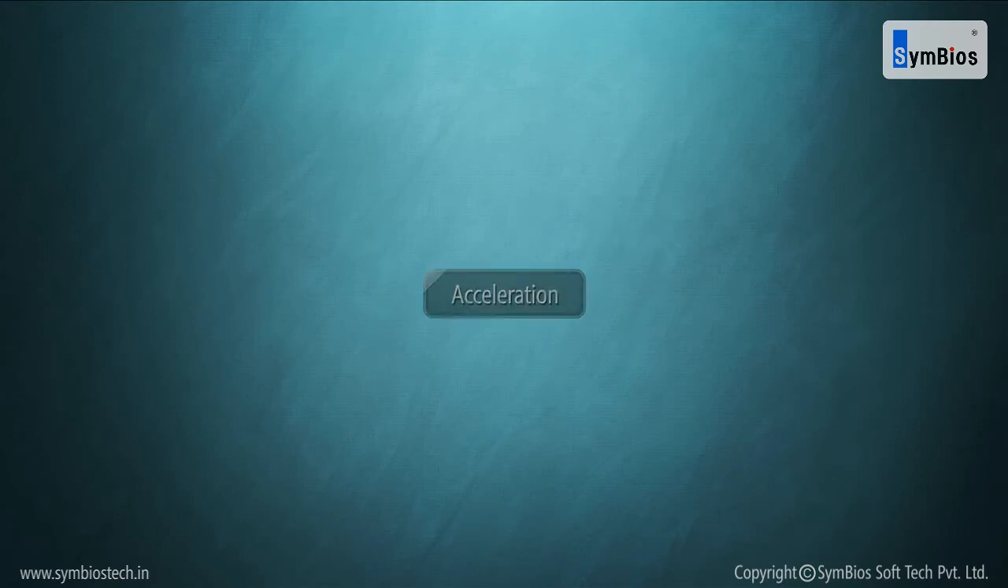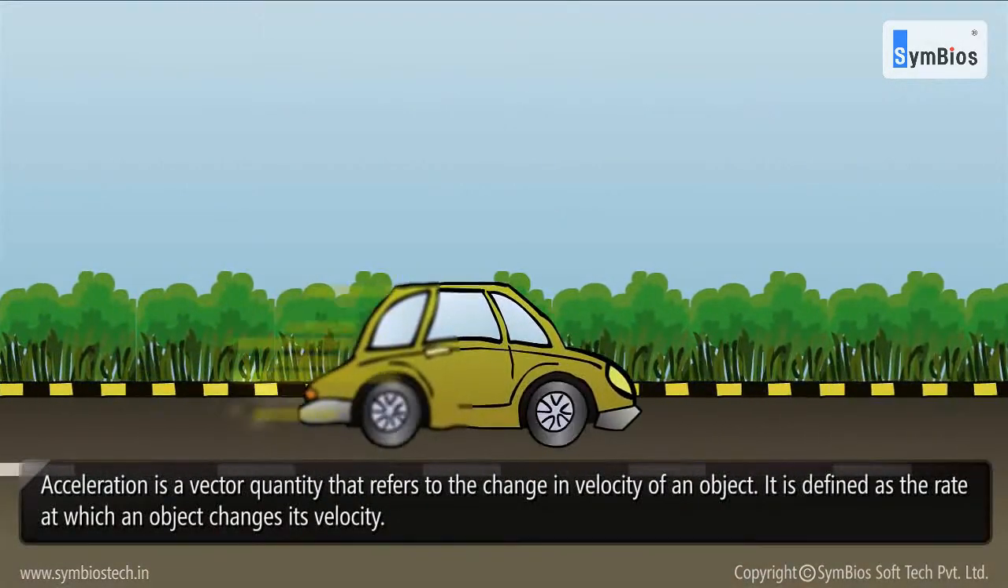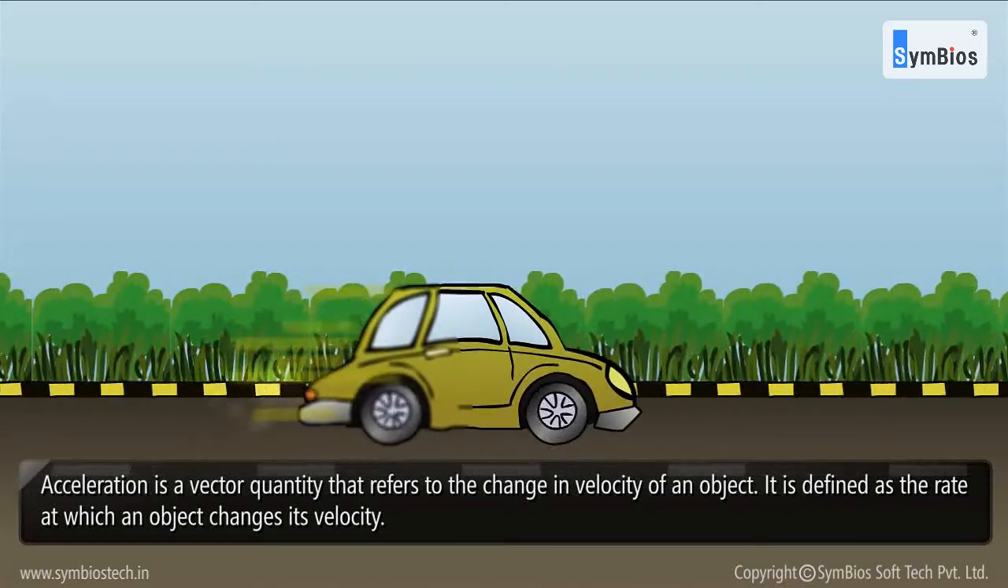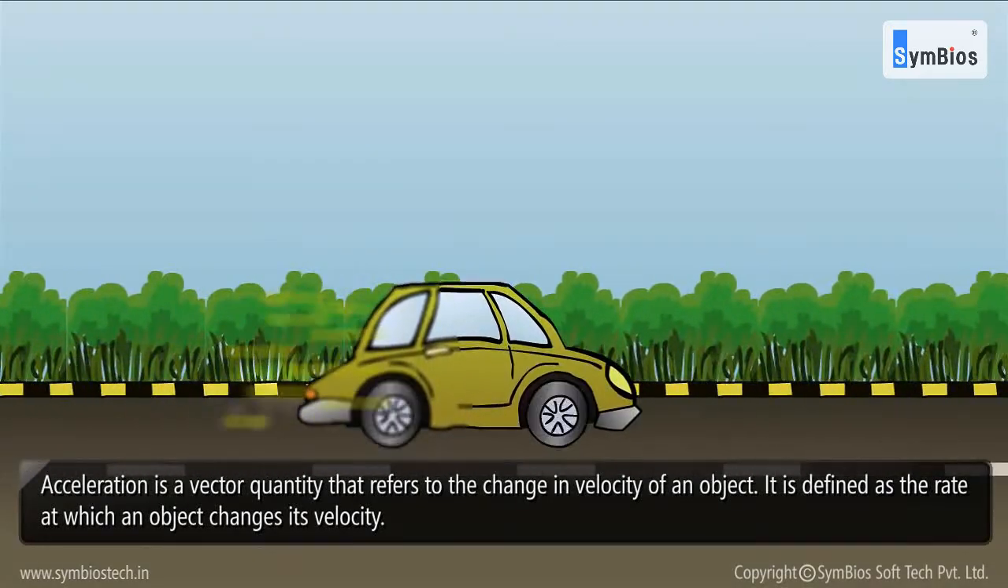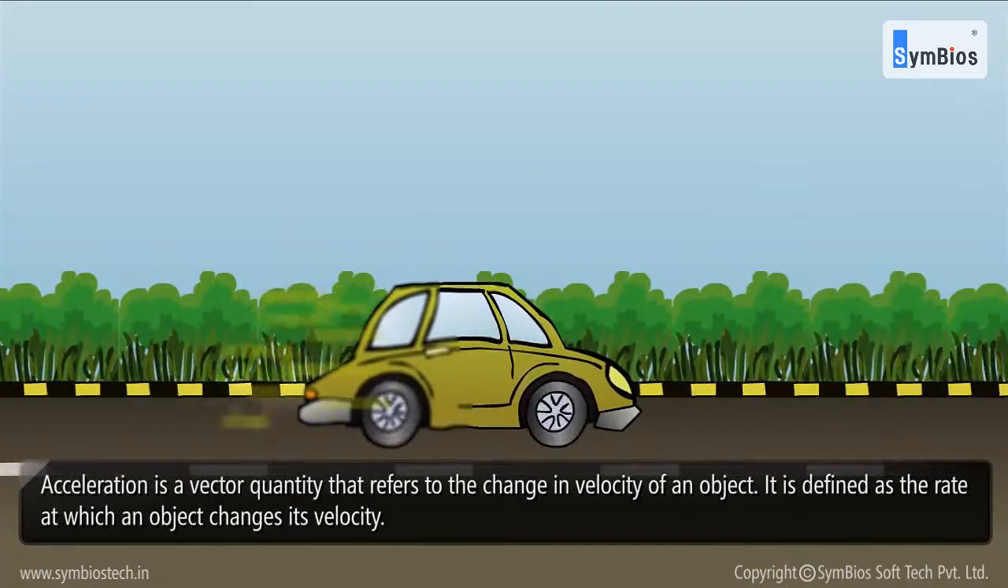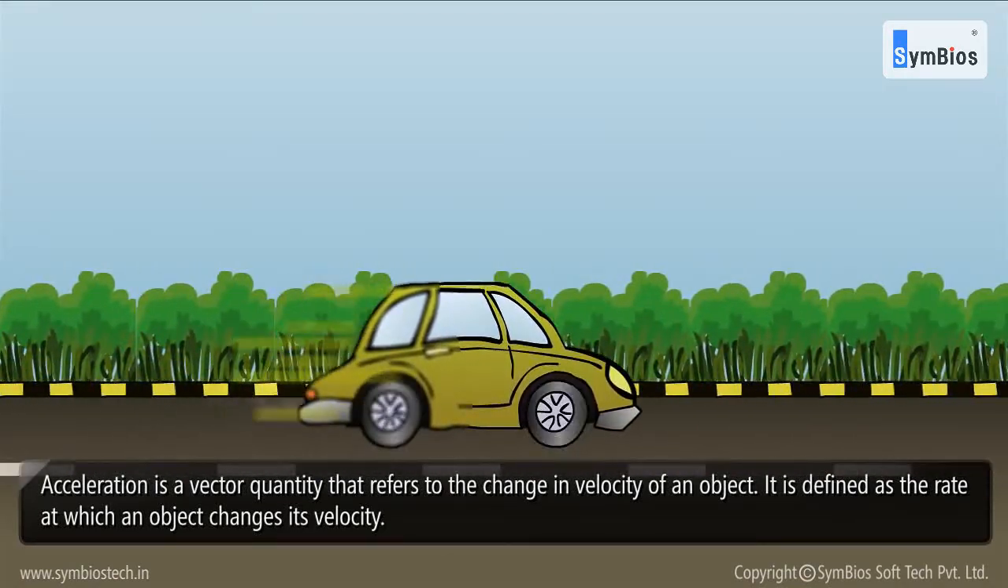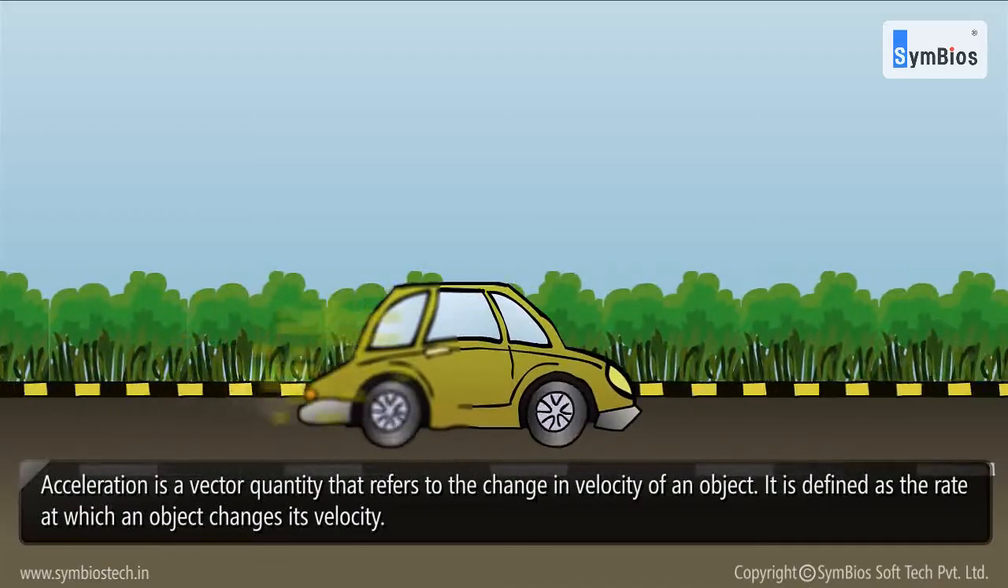Acceleration. Acceleration is a vector quantity that refers to the change in velocity of an object. It is defined as the rate at which an object changes its velocity. That is, acceleration is equal to change in velocity by time taken.